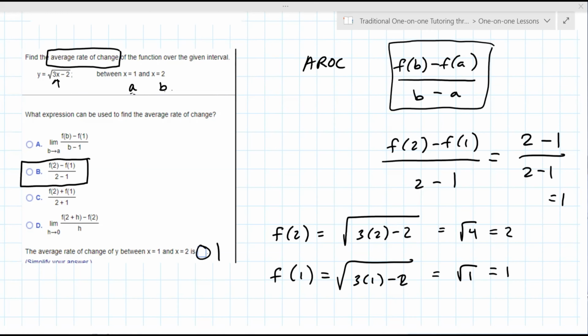Actually, we get to do another one here. This one's really similar.